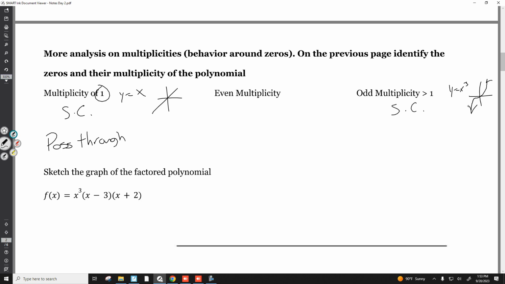Why do we slow down? Why don't we speed up? Why doesn't it go through 0 faster? Tell your neighbors. Why don't we just go really fast through 0? Why do we slow down? Why do we bend?